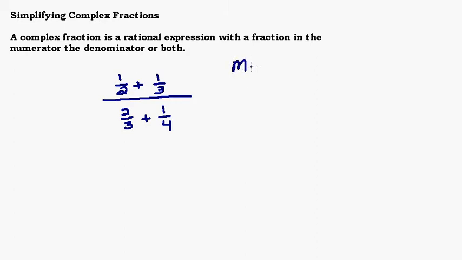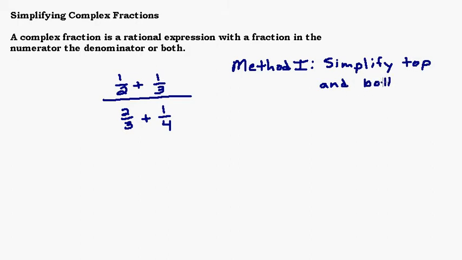Let's look at method 1 here. And that method is just going to be to simplify the numerator and the denominator. Simplify, I'll just write top and bottom. And we're just going to go at it sort of straightforward. Okay, so let's say we look at the top and we have 1/2 plus 1/3. Well, we can do that. We'll get a common denominator, which is 6. So we'll multiply that by 3/3 and 2/2. So now I have 3/6 plus 2/6, which gives me 5/6.